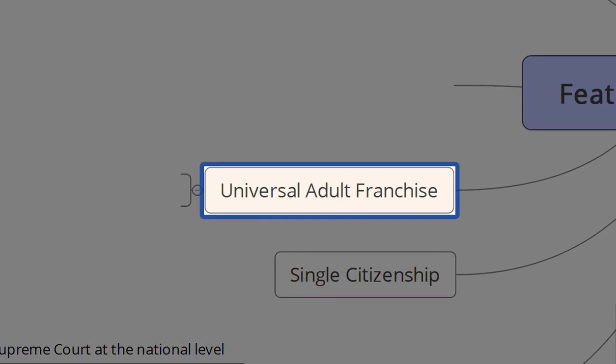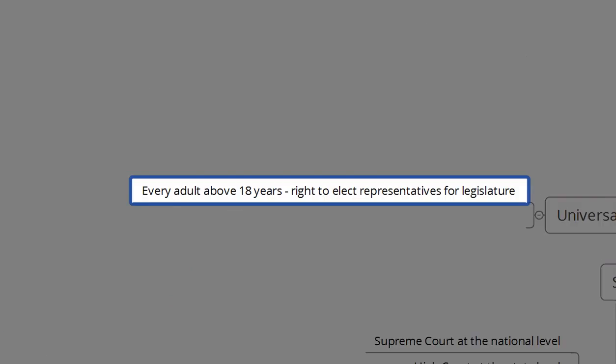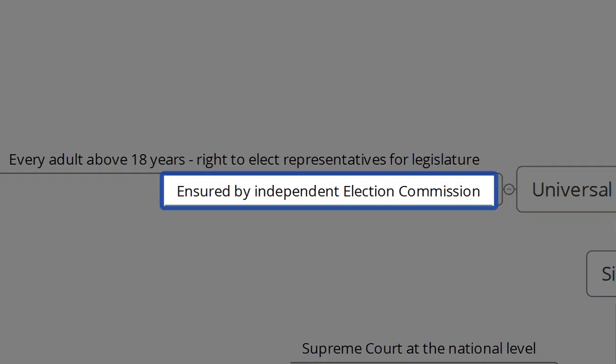Universal adult franchise. Every adult who has reached the age above 18 years has the right to elect the representatives for the legislatures. And this is assured and ensured by the independent Election Commission of India.